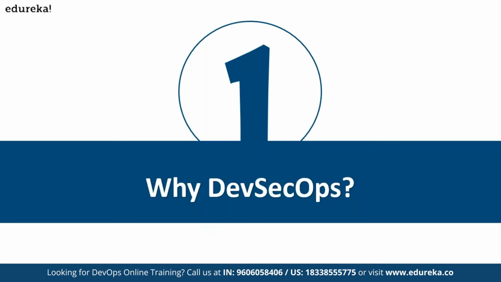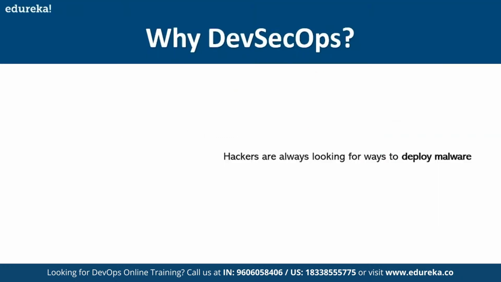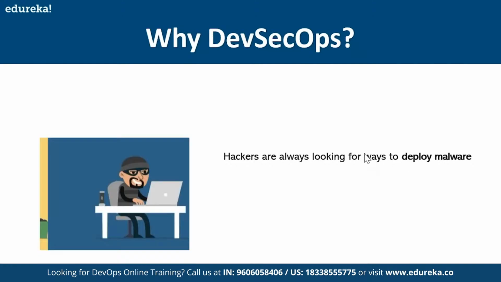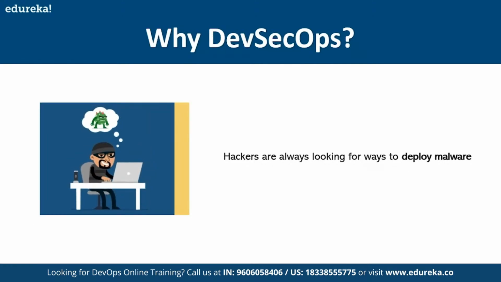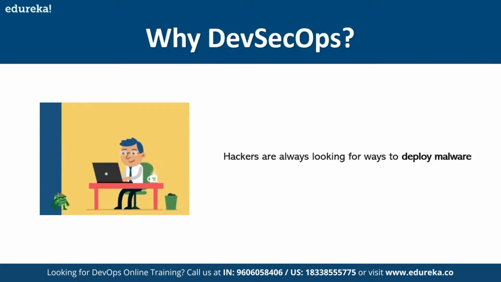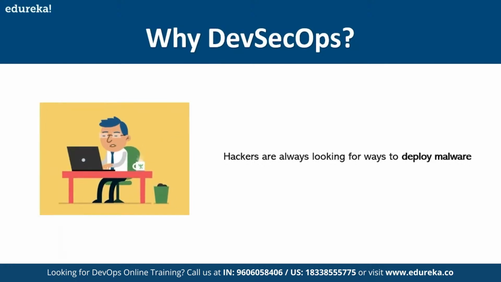Okay. So what is the definition of DevSecOps? Let us understand that. Now, what is the role of hackers? The hackers are always looking for ways to deploy malware in all the applications which we develop, right? This is the role of a hacker. As the role of a developer is to develop good software, the role of a hacker is to deploy malware.